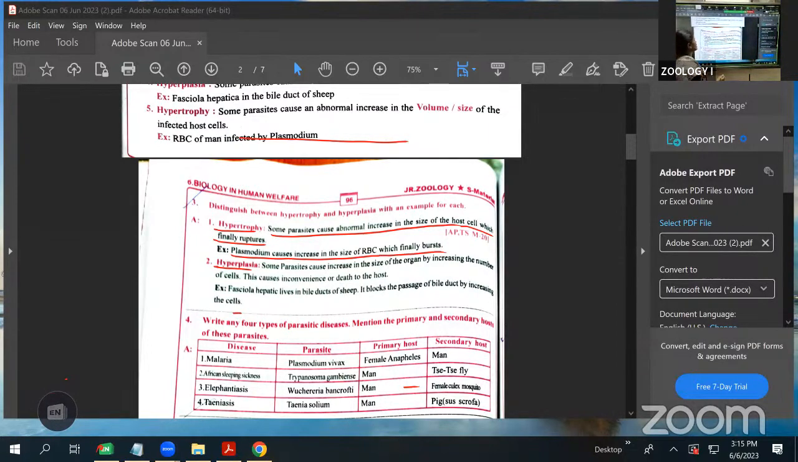Next, what about hyperplasia? Hypertrophy means an increase in the size of the host cell. That we call hypertrophy. Hyperplasia means an increase in the number of cells. Here, the hyperplasia.